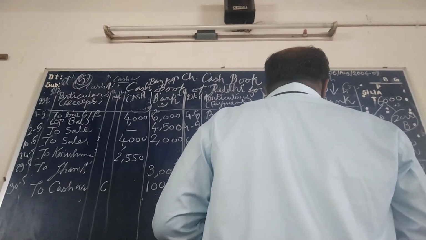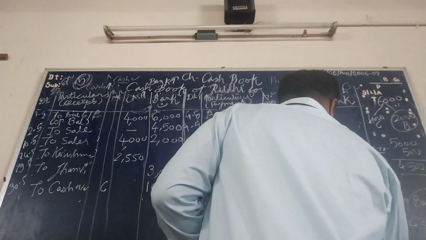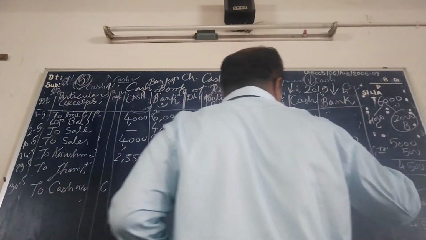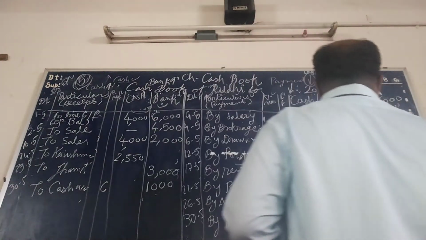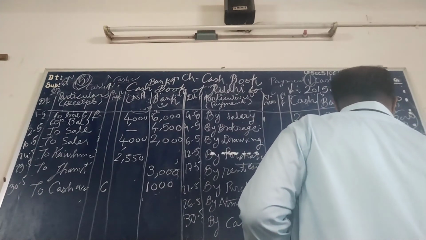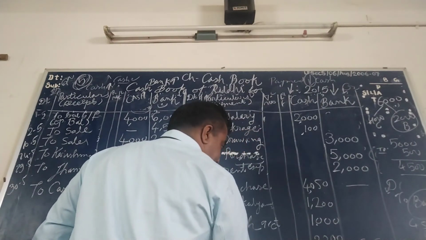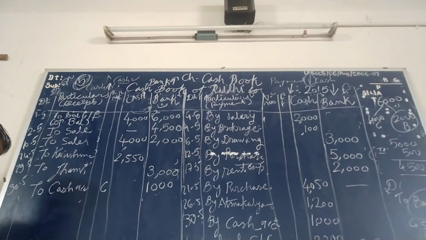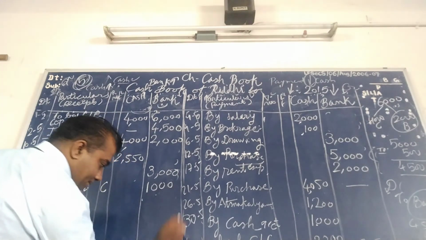It is the balance carry forward. On the 1st June, it will be written as balance brought forward. It is 2,200 and 6,500. Okay, students.